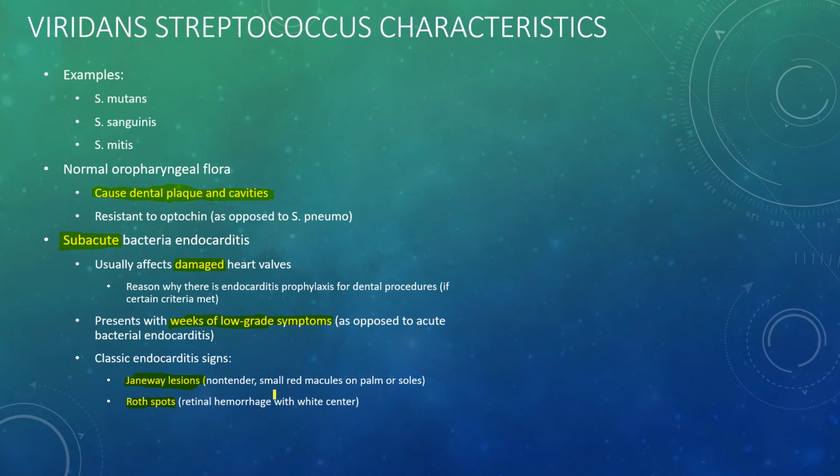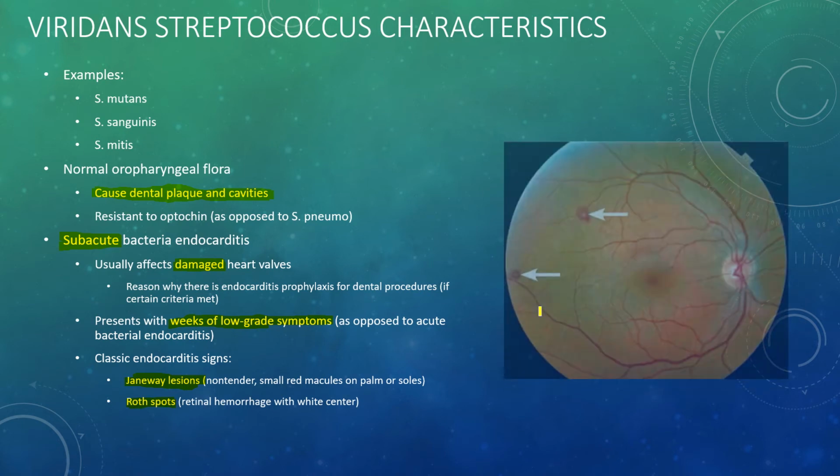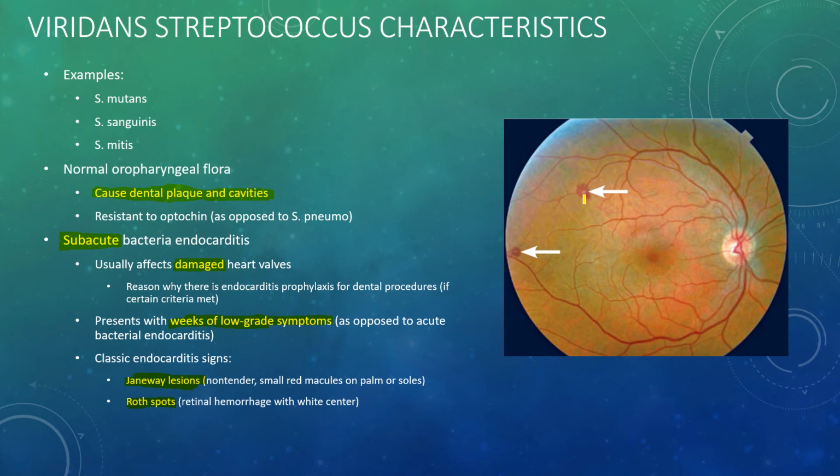Roth spots. What is a Roth spot? It's a retinal hemorrhage due to a septic embolus going into the eye with a white center. So you see this red area with a white center? That's a septic embolus being stuck inside of the eye, the retinal vessels.